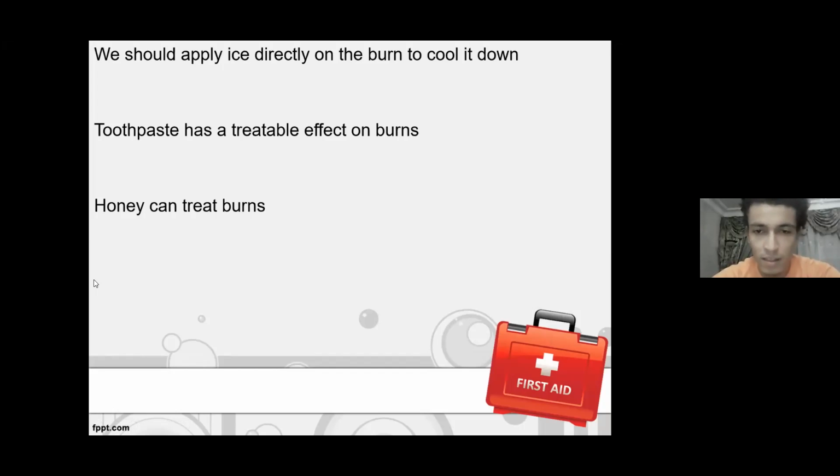Secondary trauma, exactly. Okay, got it. Yes. Okay, let's go to the second question. Toothpaste has a healing effect on burns. Is it right or false? False.